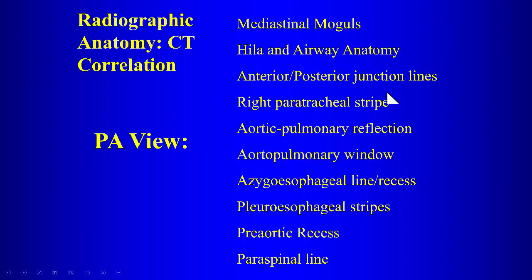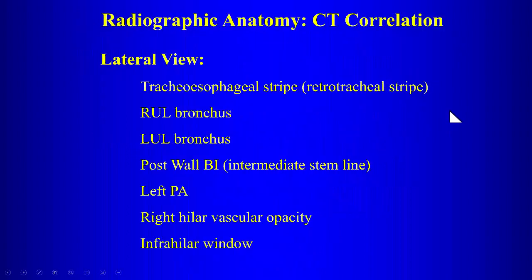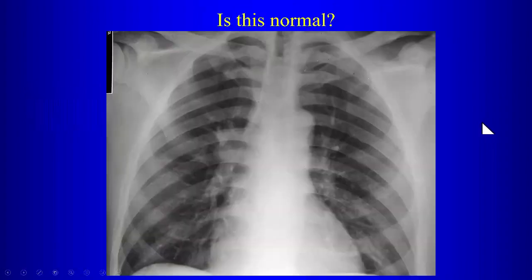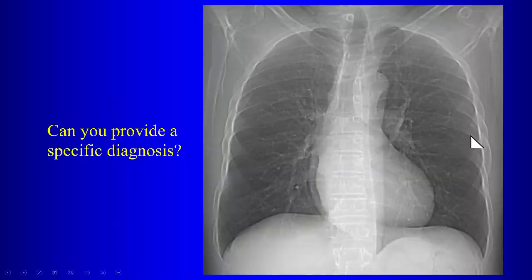These are terms that you need to be familiar with, and we'll cover these. As a study guide, make sure you know about all of this, what each of these mean, both on the PA and the lateral chest radiograph. The point of this talk is that you should be able to look at this chest radiograph, tell me what's abnormal, and also be able to tell me what tests should be done next. On this chest radiograph, you should be able to look at this and tell me what's abnormal and what you would recommend next.